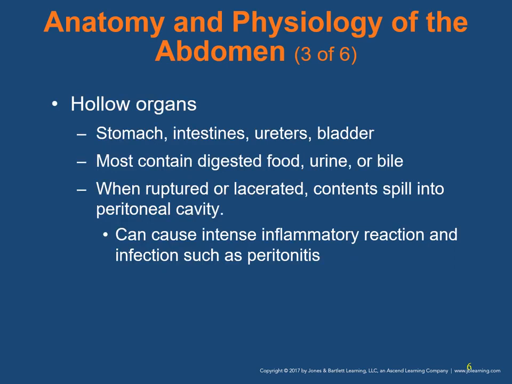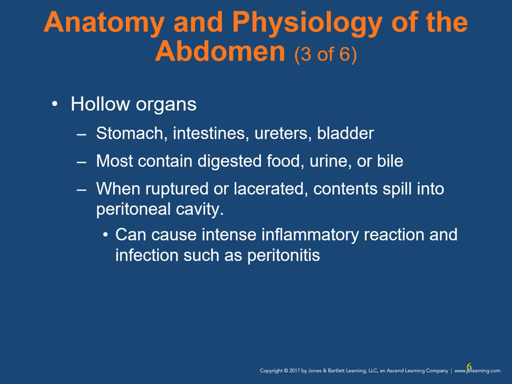Hollow and solid organs. The abdomen contains hollow and solid organs. The hollow organs of the abdomen include the stomach, intestines, ureters, and bladder. Most of these organs contain food that is in the process of being digested, urine that is being passed to the bladder for release, or bile. When ruptured or lacerated, the contents spill into the peritoneal cavity, can cause an intense inflammatory reaction and possible infection.